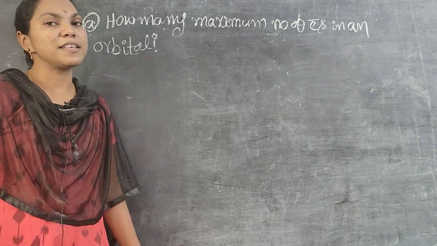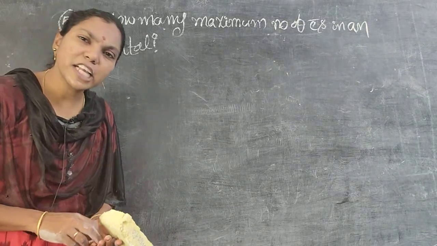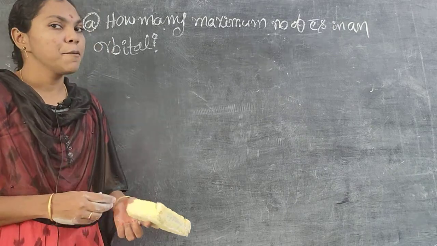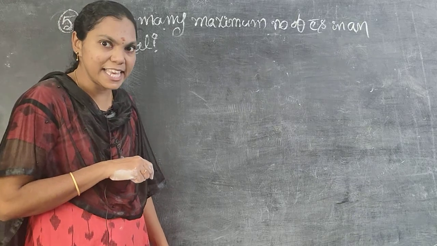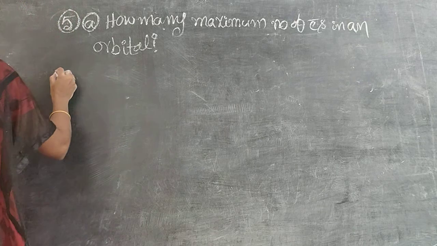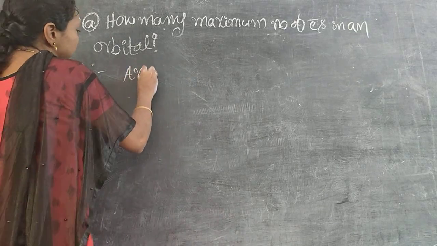This statement was proved by which principle they are asking? That is, which principle? Pauli's exclusion principle. It tells the orbital occupancy. So, we can say the answer is an orbital can hold only 2 electrons.